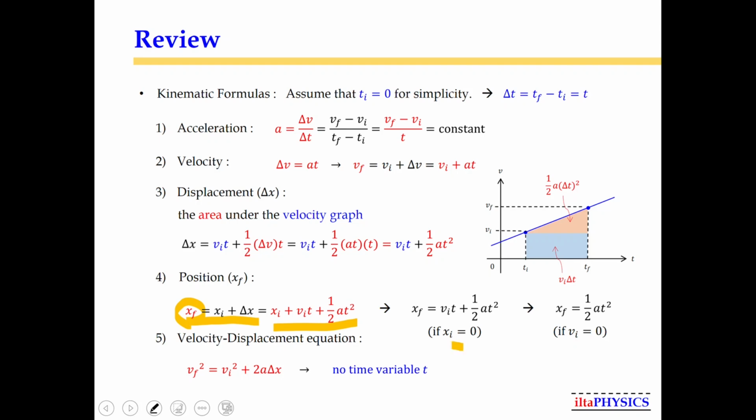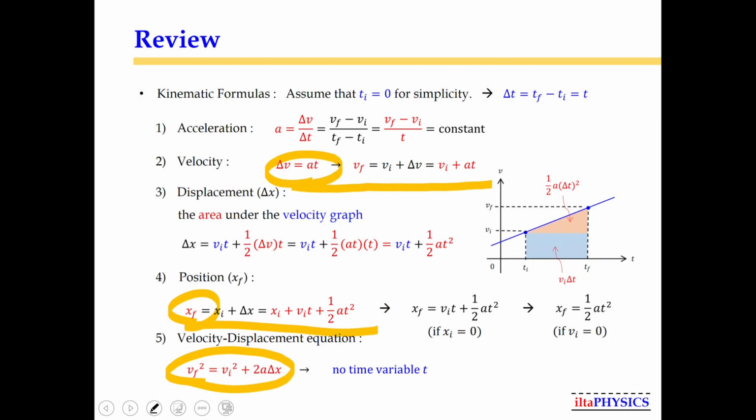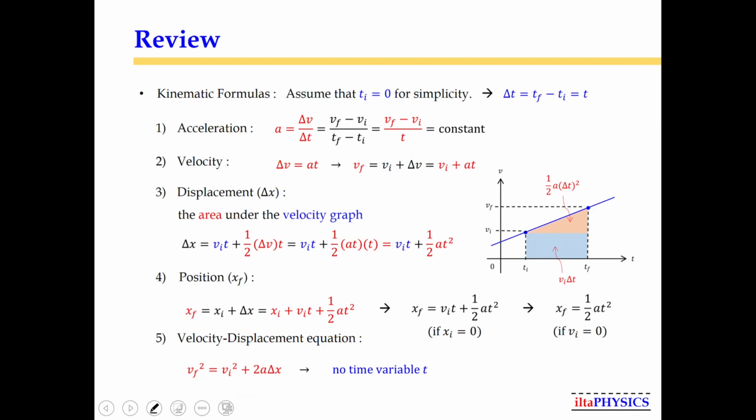If the motion starts at the origin, then the initial position is 0. And if the object starts from rest, then the initial velocity is 0. In that case, the formula simplifies to position equals 1/2 acceleration times time squared. If we combine the velocity equation and position equation and eliminate the time parameter, then we can get another formula, the so-called velocity-displacement relationship. This equation is very useful because it connects velocity and displacement directly without involving time. So these are the main equations we use for constant acceleration motion.